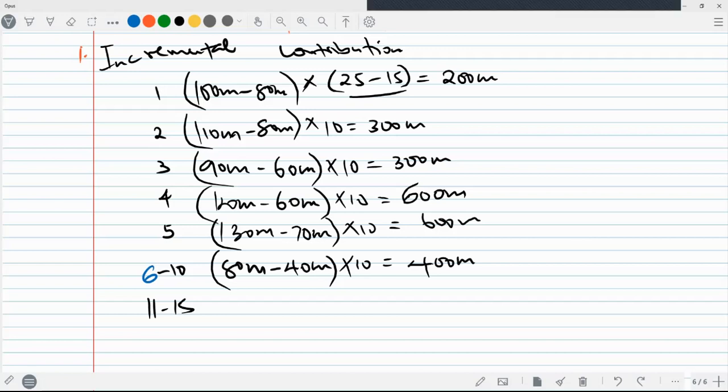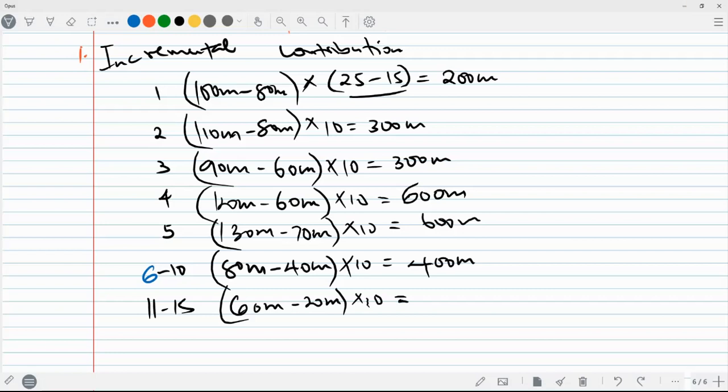Then year 11 to year 15, every year, 60 million minus 20 million times 10 gives us 400 million. Yes, the same, 400 million. Therefore, we have the incremental contribution.